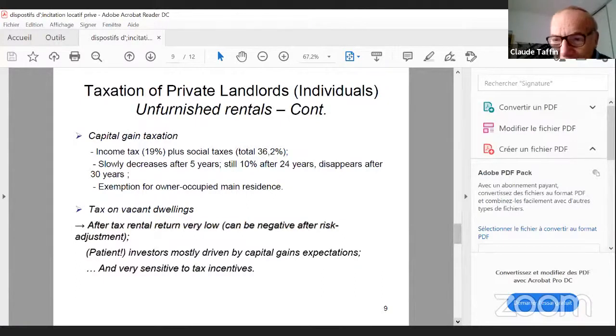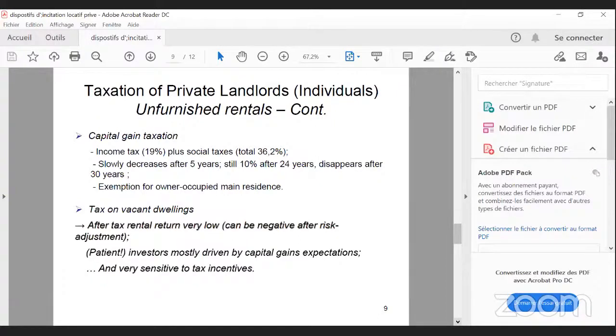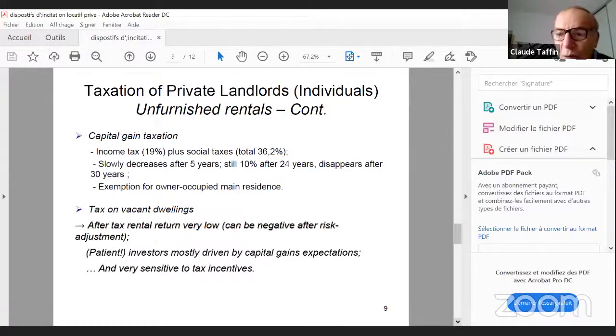And we have a tax on vacant dwellings to try to incite people not to keep property vacant without occupants, which after all is not a stupid strategy. Because of the high prices, the gross rental income is about 4%, comes down to 3% after taking into account the different costs and goes down to between 1.5% and 2% taking into account taxation. People have a leverage effect when they resort to credit because we also have very low interest rates. But most investors are driven by capital gain expectations because prices in the Paris area have most of the time been increasing rather fast.